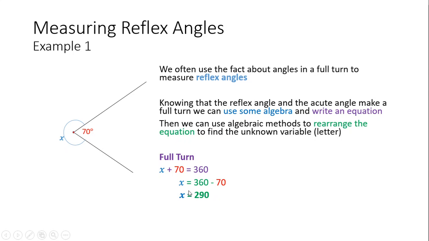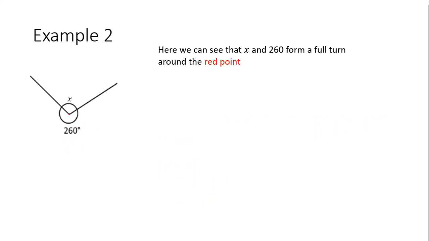Okay, so x is just going to be 290 then. I found my reflex angle and I didn't have to mess around with my protractor to measure an angle that's bigger than 180 degrees. Reflex angle, 290. All right, let's go on to the next example.